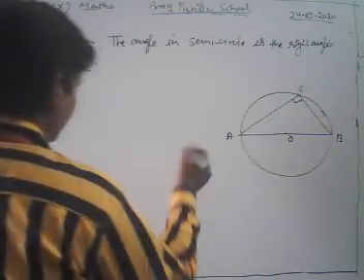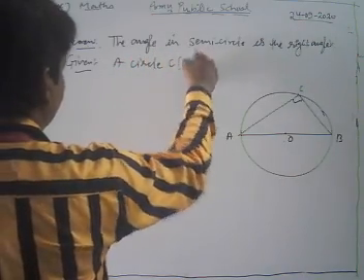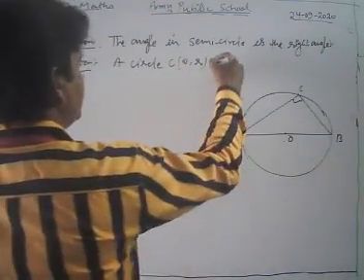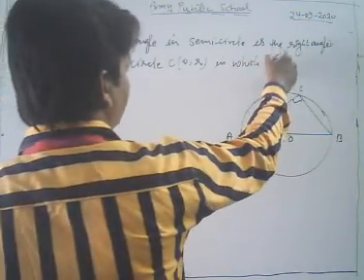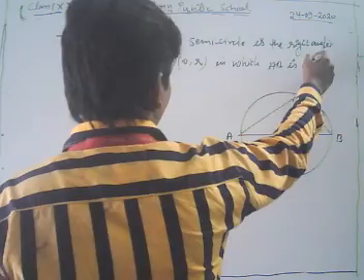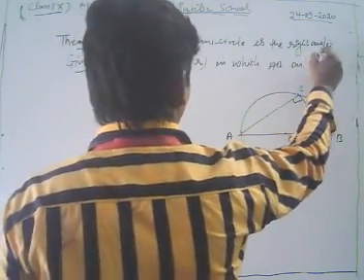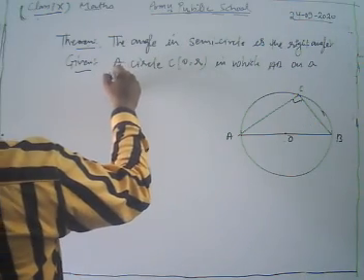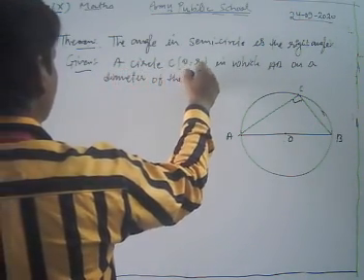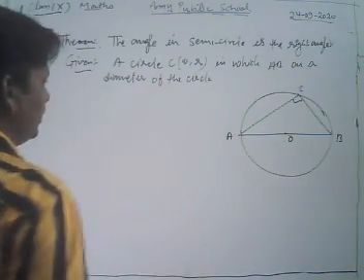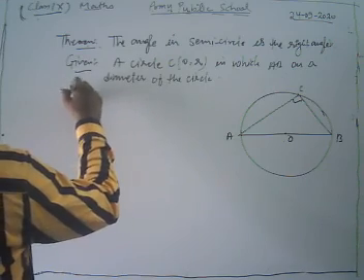Look here, a circle C with center O and radius R, in which AB is a diameter of the circle. Now what do I write to prove?